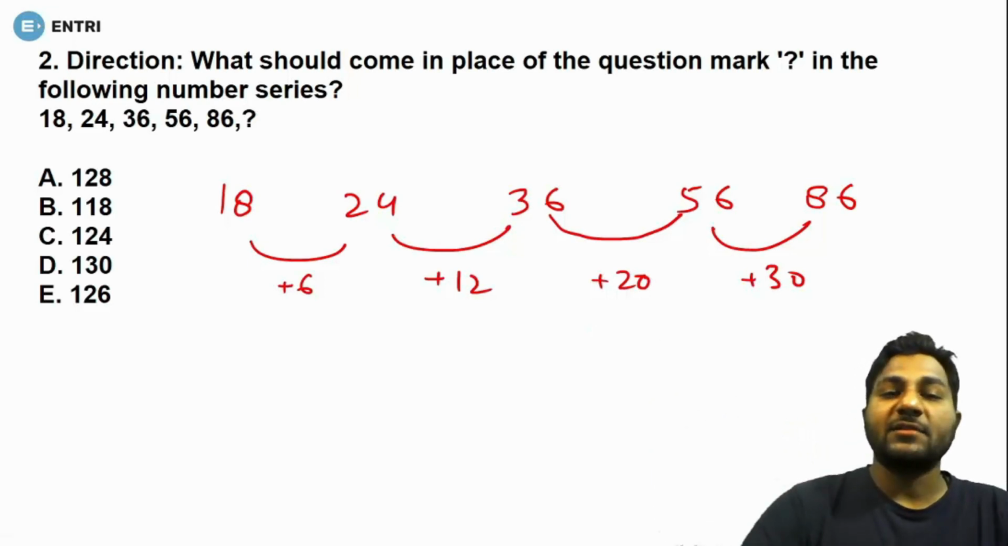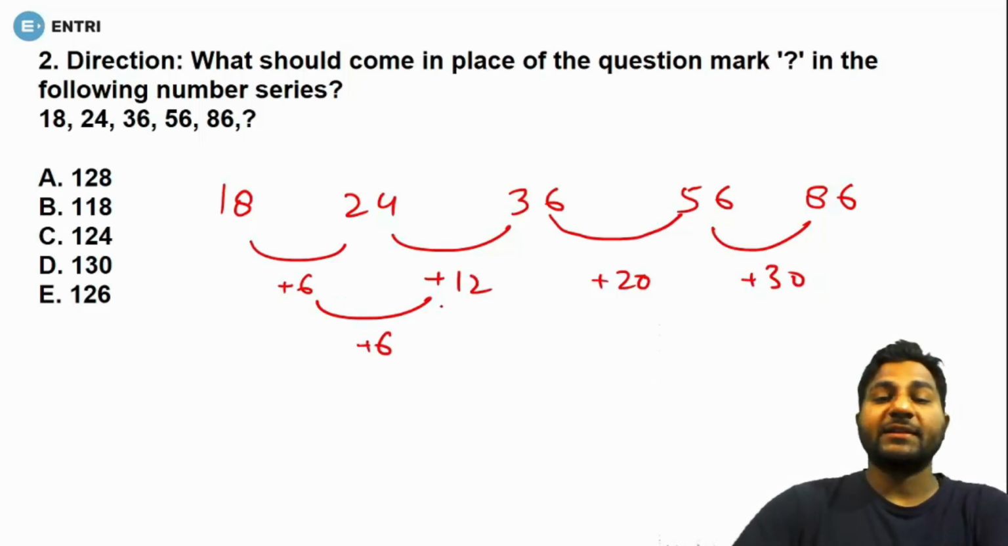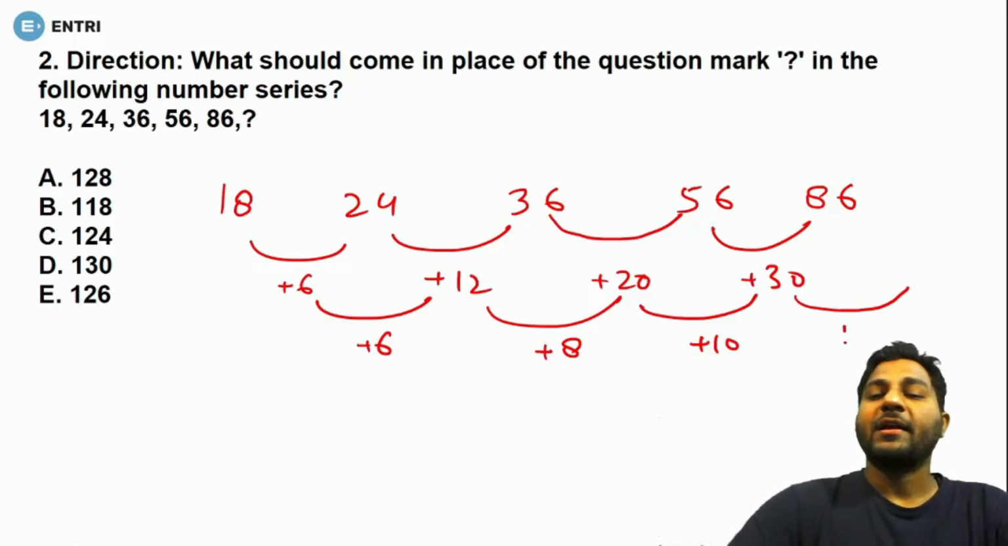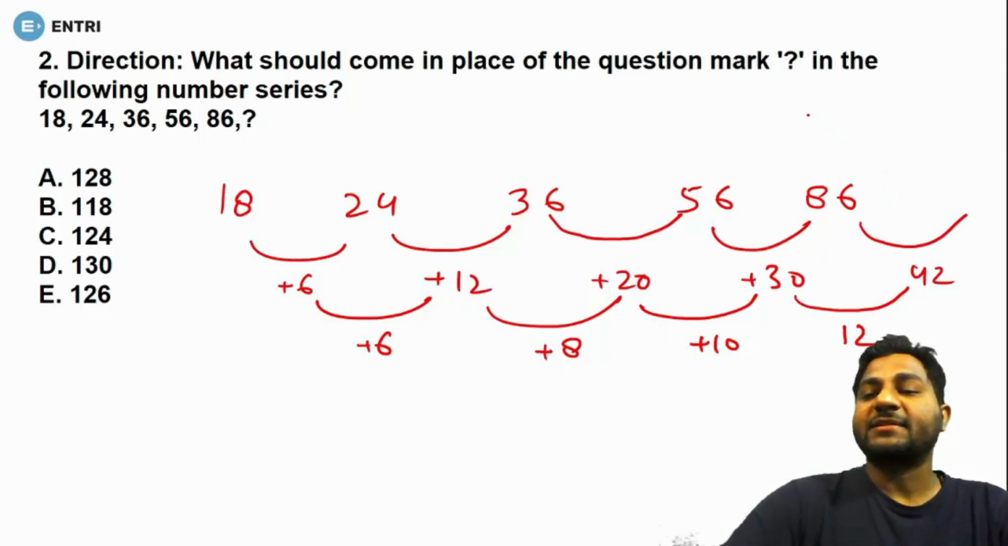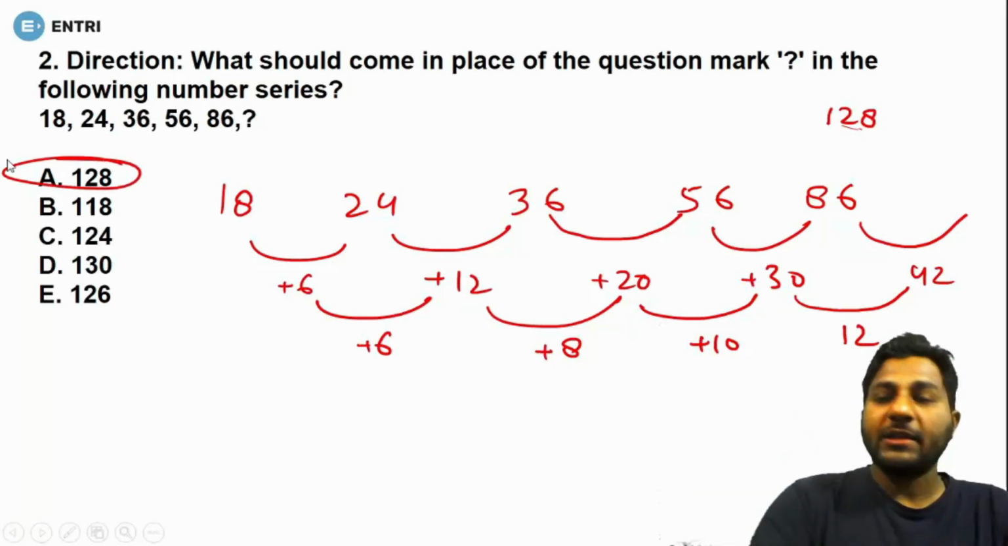That means it is not such a series. Now let's move on. From 6 to 12, we will again take the difference of differences. From 12 to 20, 8. From 20 to 30, 10. That means from 30 to 42, 12. The difference has to arrive at 42. That means when we add something to it, it will become 1 to 8. Okay, so your option A will be the correct one.